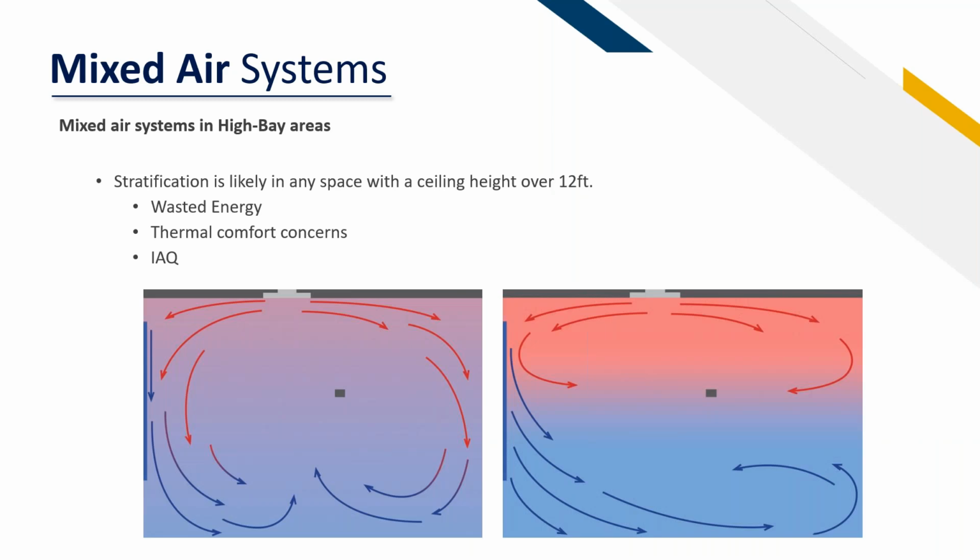And as you get into these spaces with a higher ceiling, so that picture on the left is a typical space, maybe a 10-foot ceiling, and that's a good mixed air system.